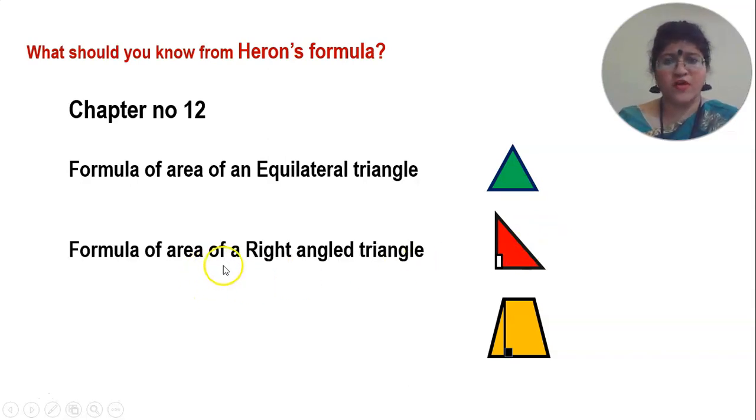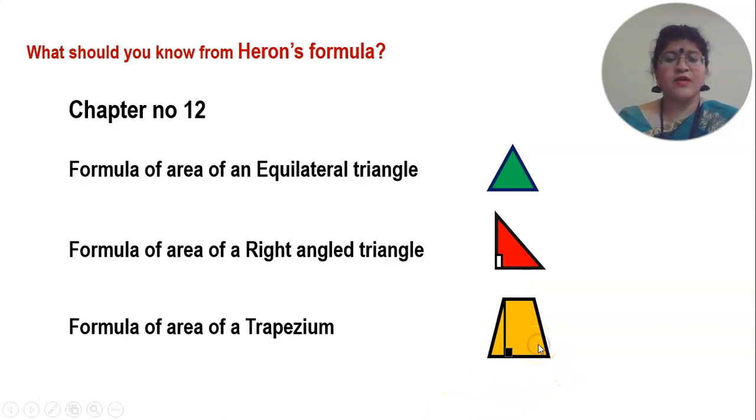You should know the formula for the area of a right angle triangle, that is half into the product of the perpendicular sides, or half into base into height. Then this is a trapezium. The formula for the area of a trapezium is half into the sum of the parallel sides into height.